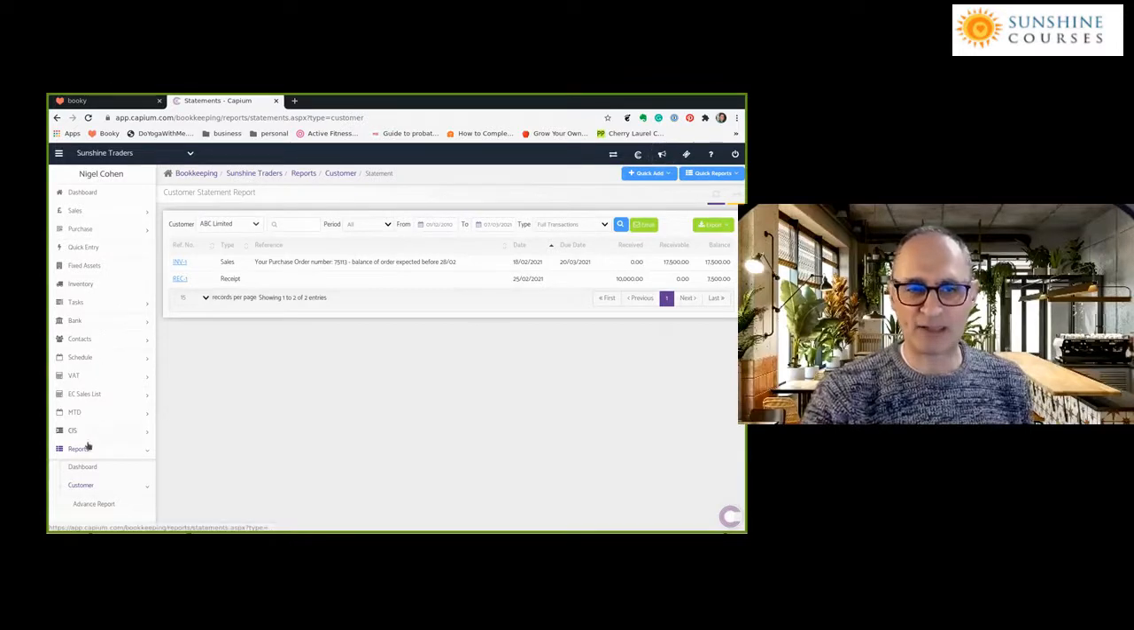So with all accounting systems, you can list a customer statement. You can export it either as an Excel spreadsheet or as a PDF. And what I do is I typically export as a PDF, save it to disk, and then email them the statement, typically with a note saying, here's a statement of amount due, you owe us £7,500.